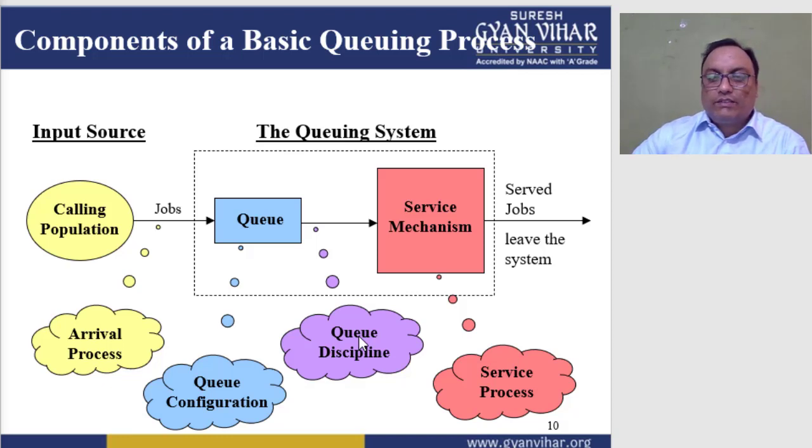In the service mechanism, when the service process is completed, you move to the next process. This is called the served job leaving the system. Here two possibilities exist: you can serve the job, or the job can leave the system.